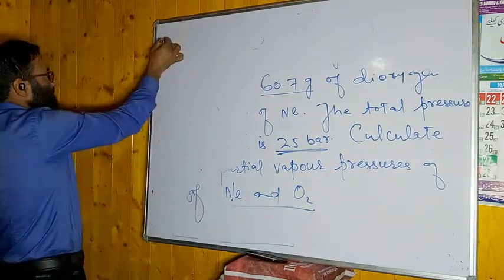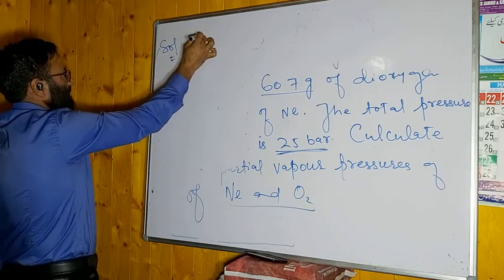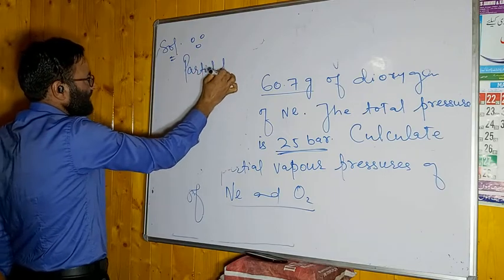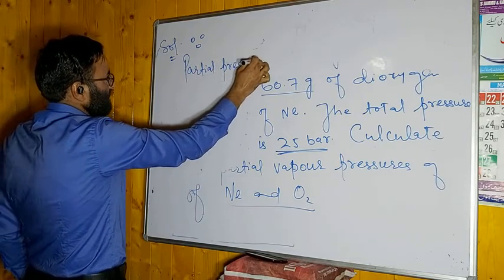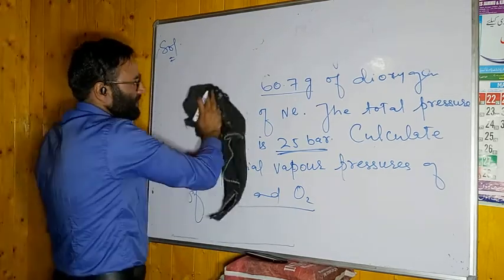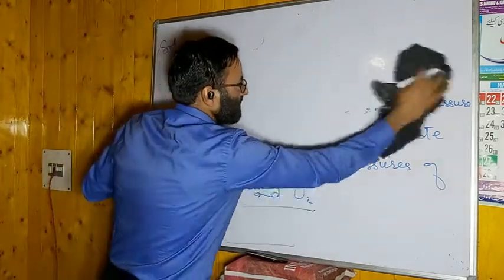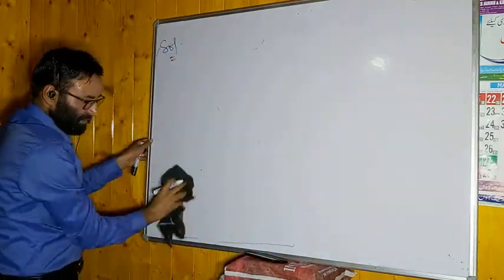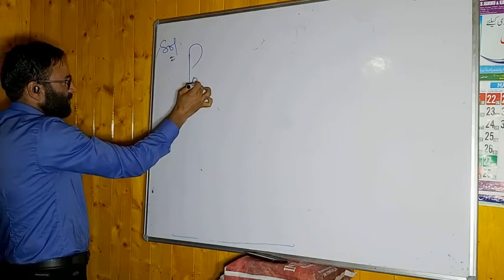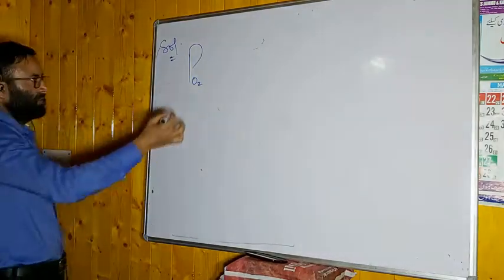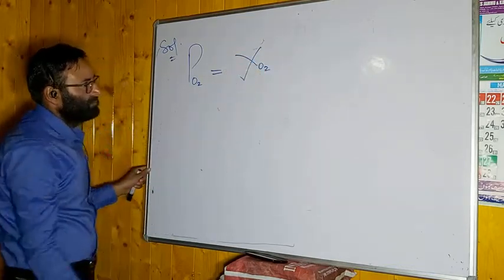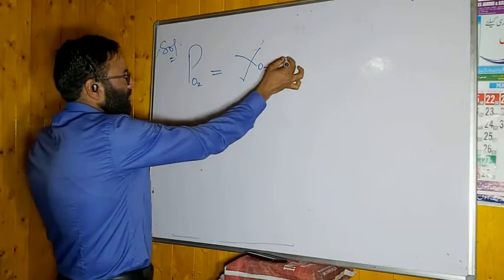पहले आपको सॉल्यूशन में लिखना है, सिंस पार्शियल प्रेशर किसके बराबर होता है, पार्शियल प्रेशर ऑफ अ गैस. You can directly solve it around this point. We can write partial pressure of dioxygen gas O2. ये किसके बराबर होगा, it will be equal to mole fraction of O2 into P total.